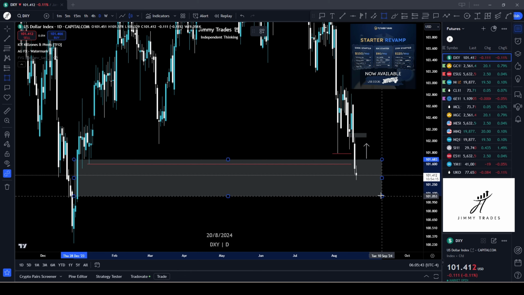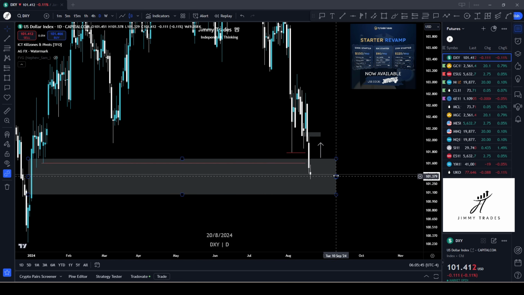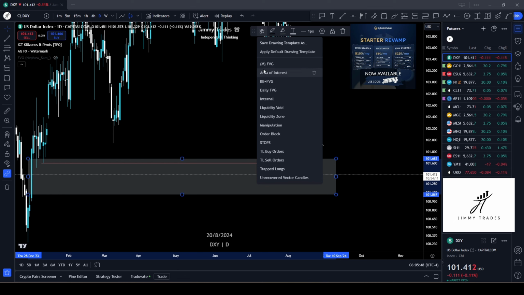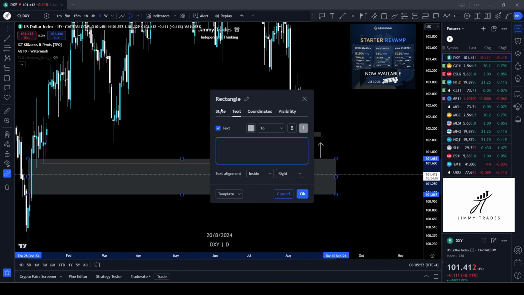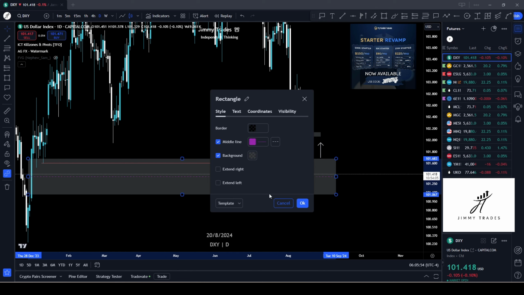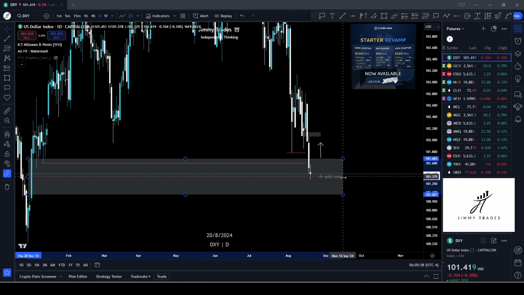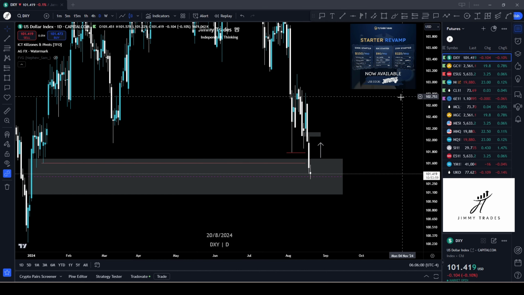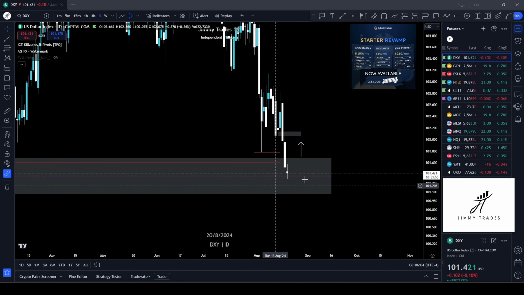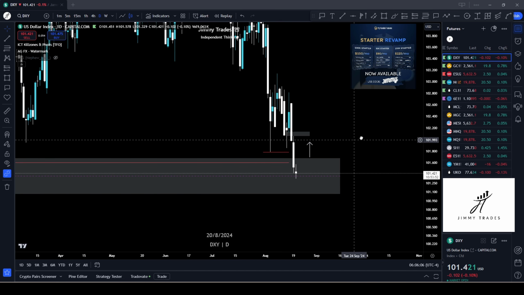And if we mark the midpoint, you can probably see we've had a reaction from that level, which we have. I'm going to remain bullish on Dixie just because of where we're located.